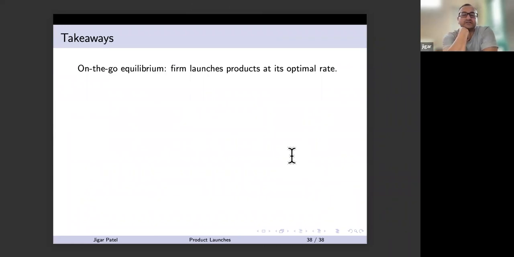Okay, let's take a step back and see what we did. We analyzed the optimal product launch policies of the firm when consumers are strategic. We analyzed these games under two information structures. Information structure one was the on-the-go launch policy, where the firm doesn't announce anything and just launches products on the go. What was the optimal decision in that case? The firm launches products at its optimal rate: whenever the technological improvement is more than Z star, they launch the product and consumers buy it.